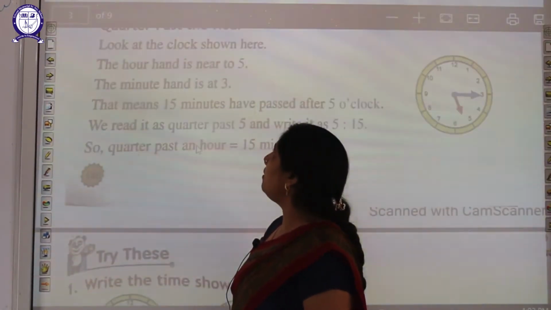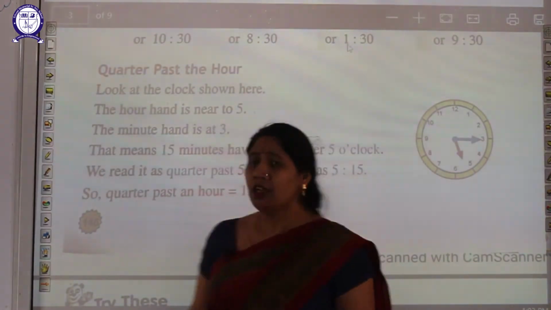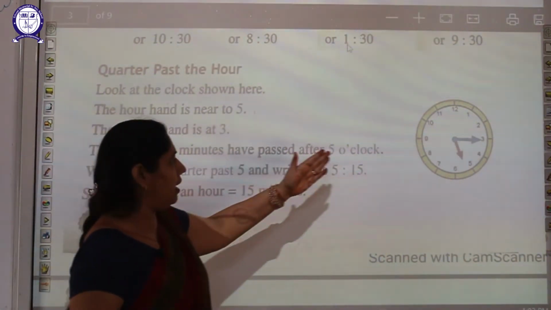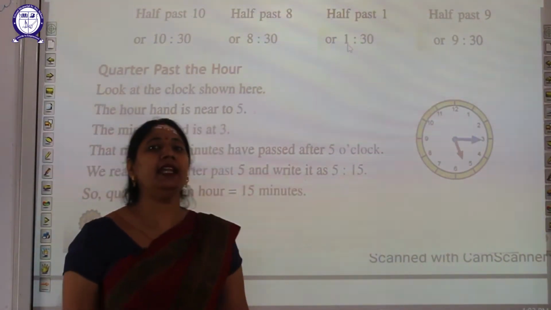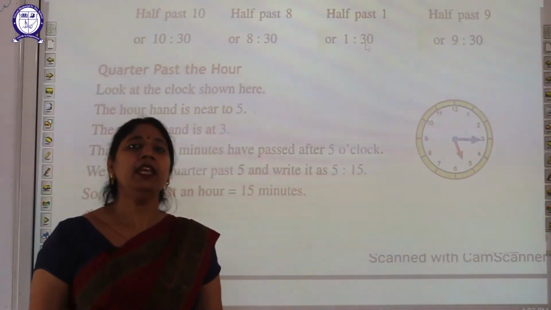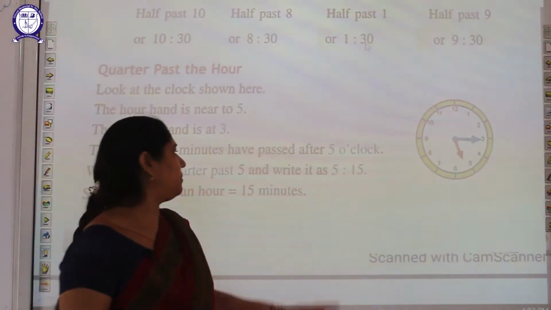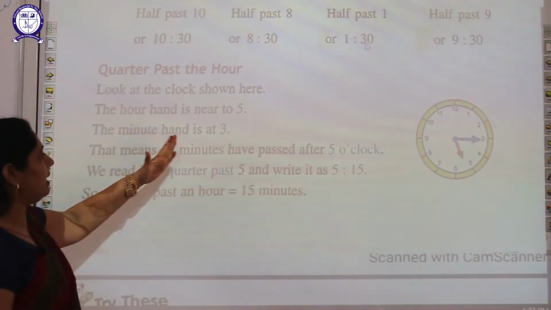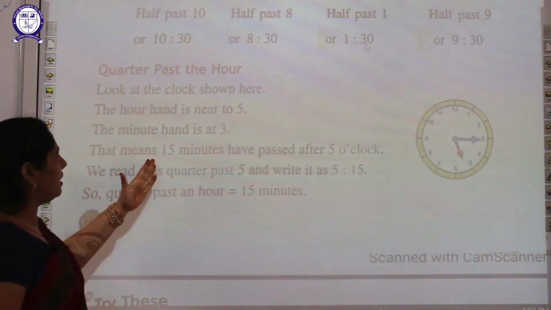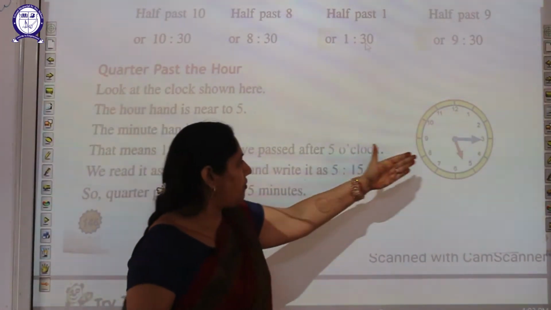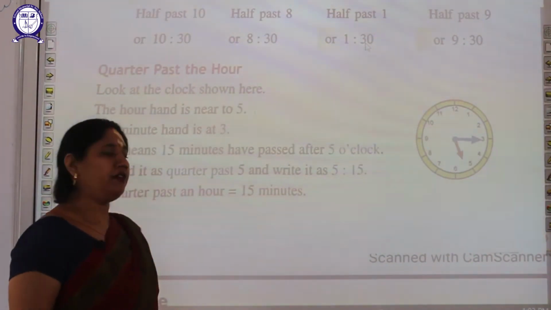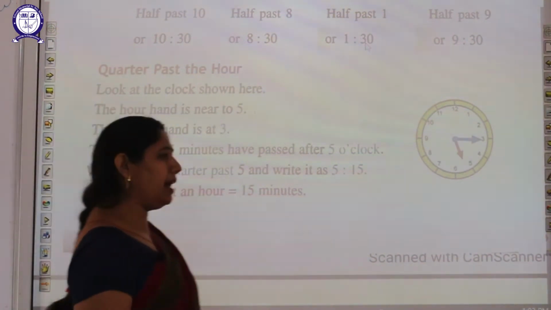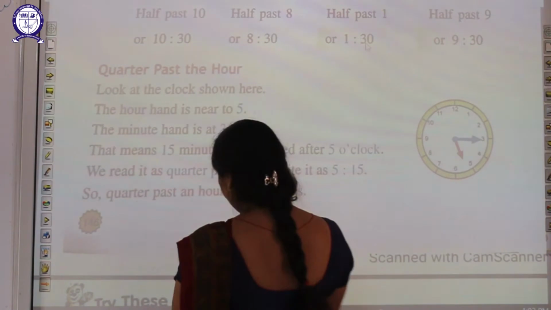Quarter means 15 minutes past. Look at the clock here. The minute hand is at 3. When the minute hand is at 3, the time will be quarter past. So look here, the minute hand is at 3 and that means 15 minutes have passed after 5 o'clock. So the time will be 5:15 or quarter past 5.